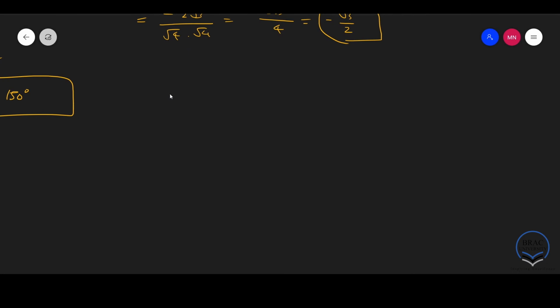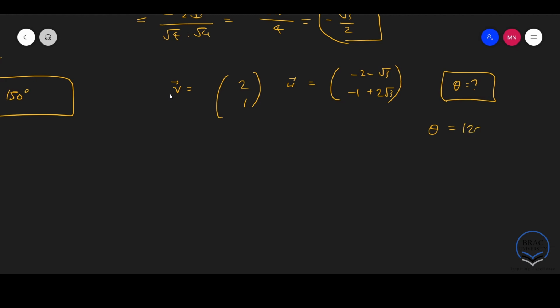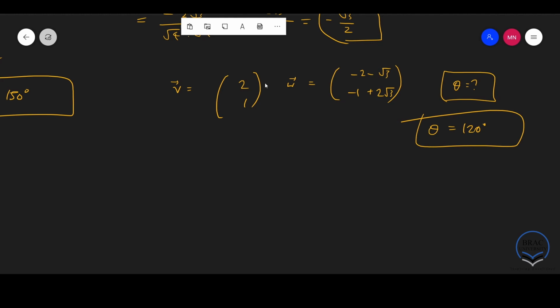Now you can try an example for yourself. Let's say we have a vector (2, 1) and another vector (-2 - √3, -1 + 2√3). Let's say this is the vector v and this is the vector w, with these components. What is the angle between these two vectors? If you try this for yourself, you will find that theta is equal to 120 degrees. This should be your answer.